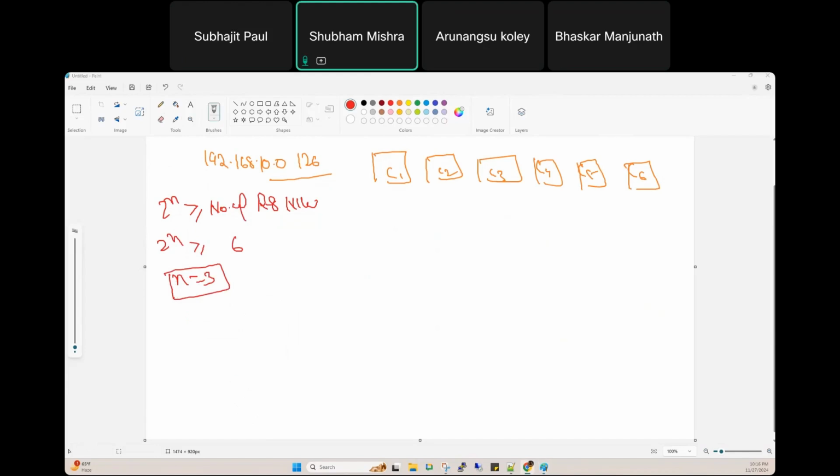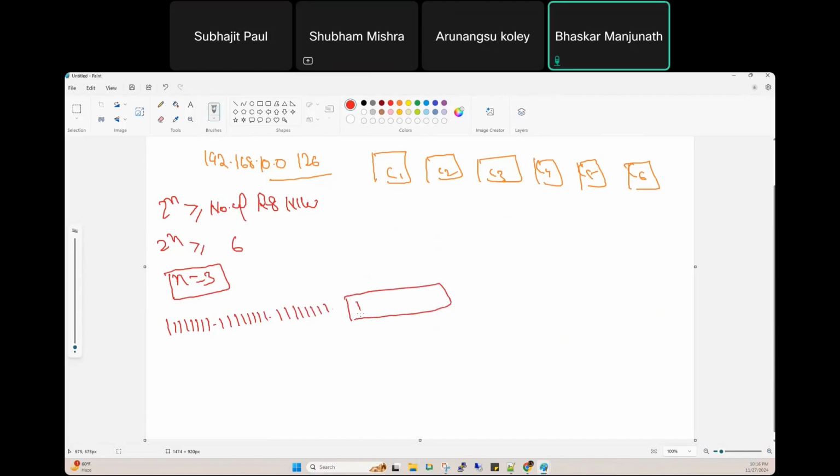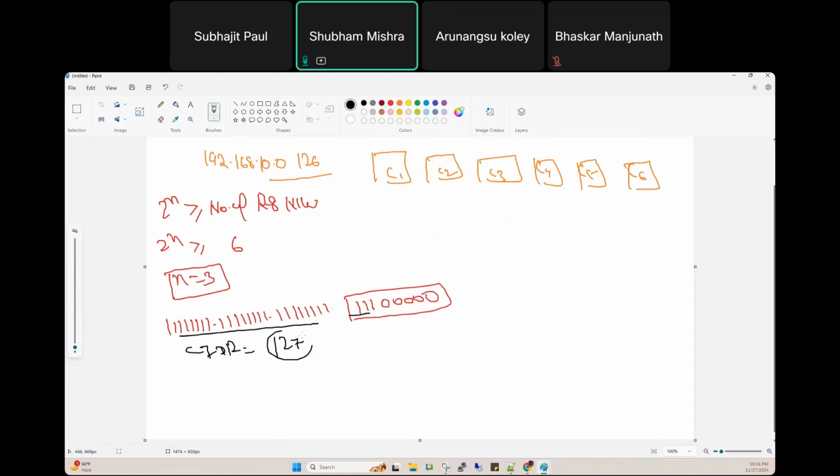Now 1, 2, 3, 4, 5, 6, 7, 8, in each octet. In the host portion, you are going to borrow 1, 2, 3 bits and the rest will be 0, 0, 0, 0, 0. Agree, everyone? Now the CIDR will be 24 plus 3, that is slash 27. That will be the CIDR.